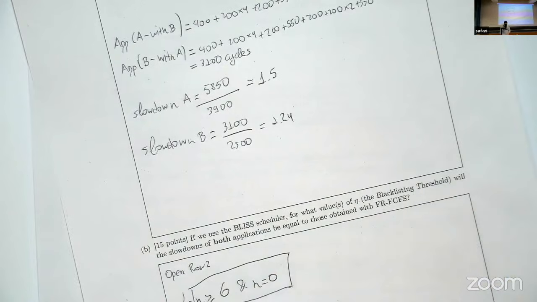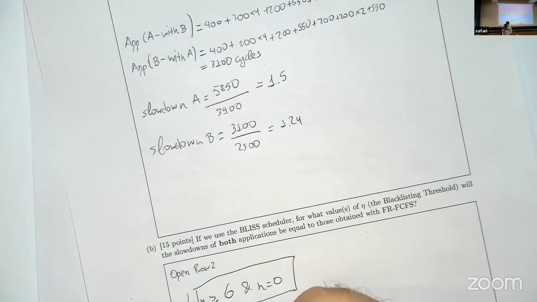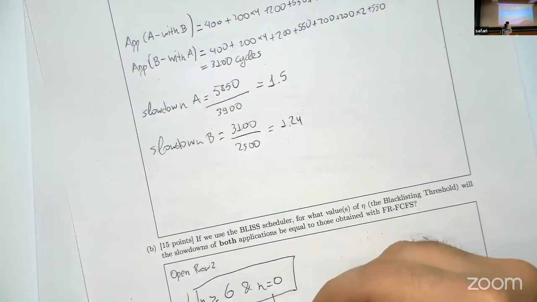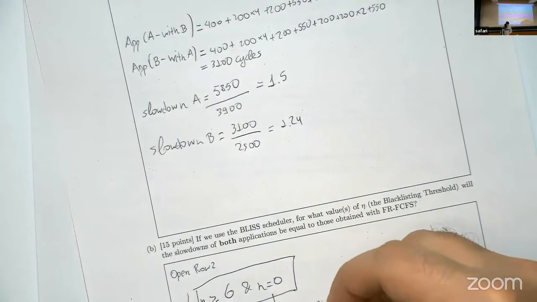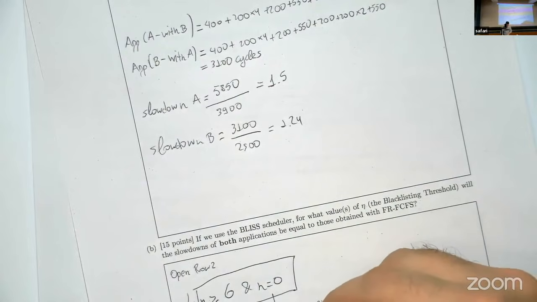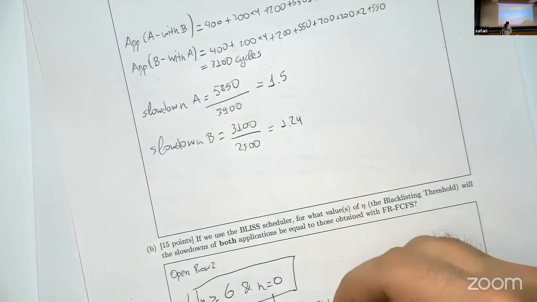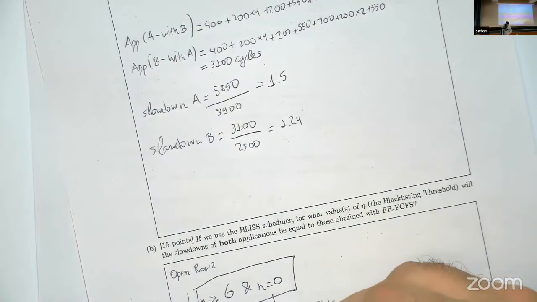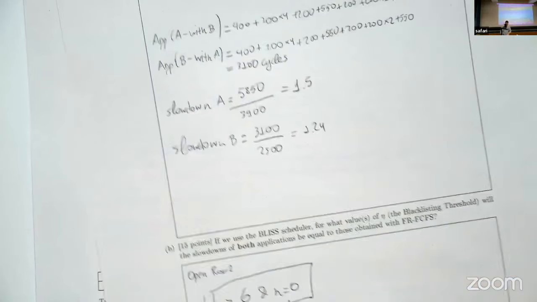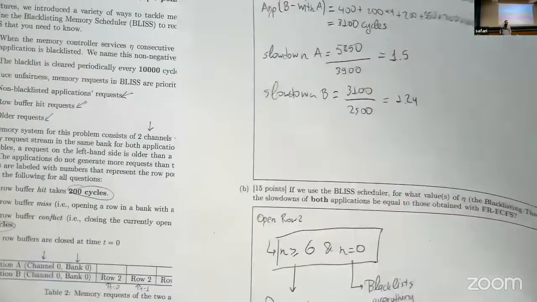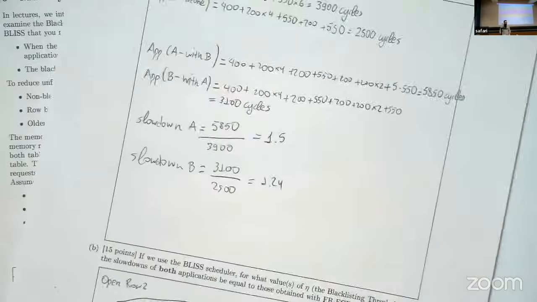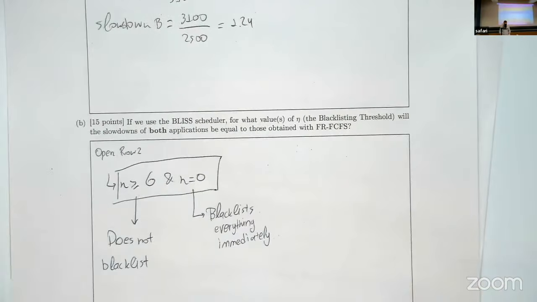This basically does not blacklist, and this blacklists everything. Okay, is it clear to everyone? Yeah. If n is equal to 1, wouldn't both also be blacklisted?